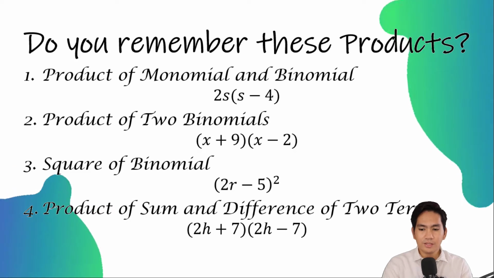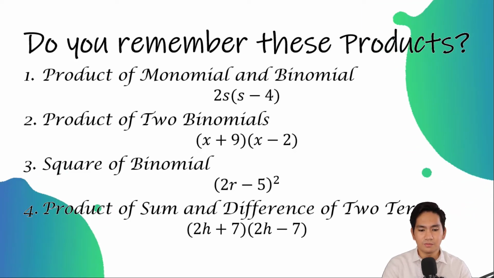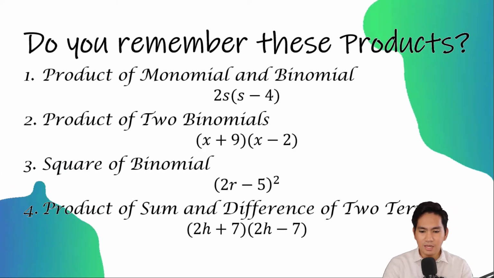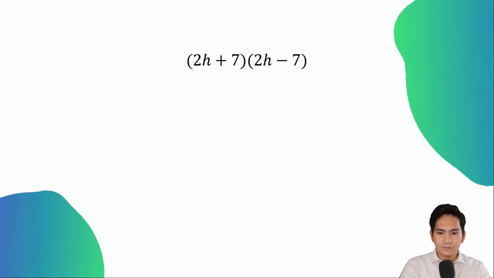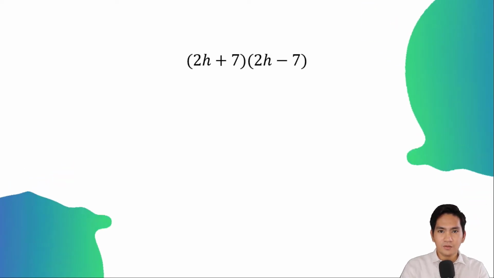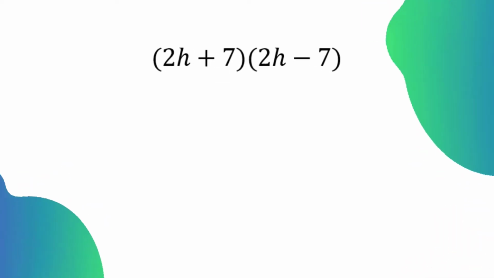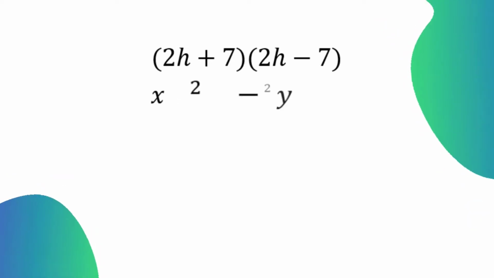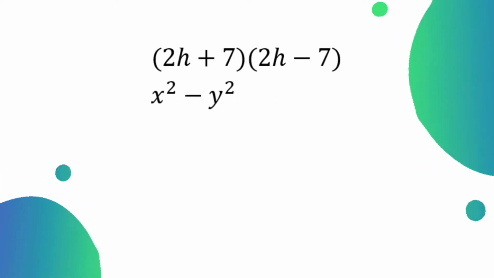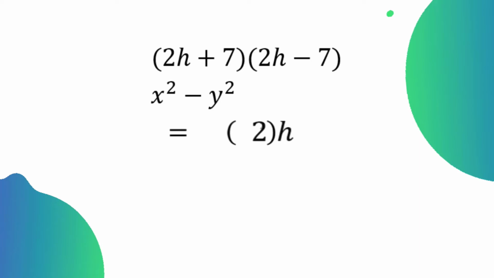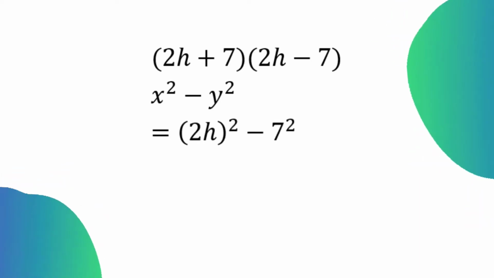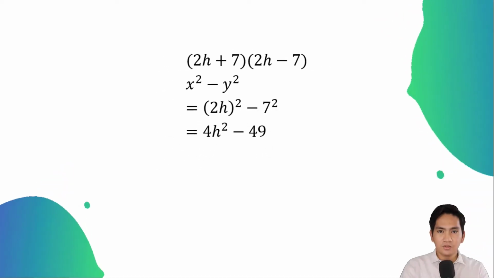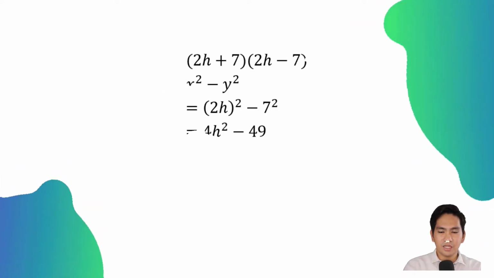Number 4. Product of sum and difference of two terms. 2h plus 7 times the quantity of 2h minus 7. The product of sum and difference of two terms. In multiplying this, you just have to square the first term minus square of the last term. So squaring 2h minus the square of 7, resulting into 4h squared minus 49.